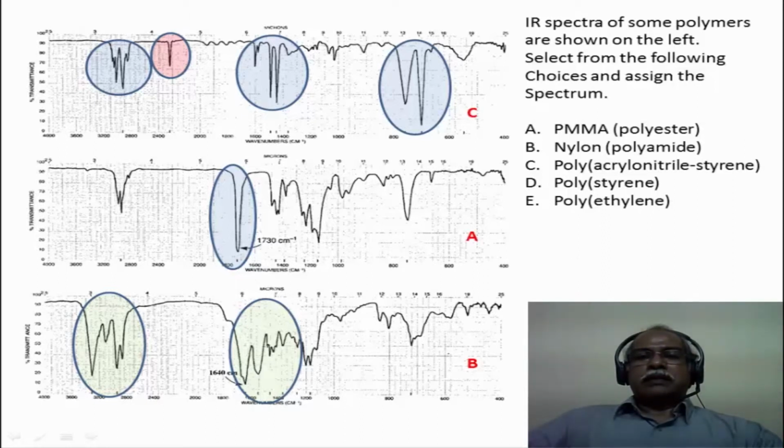So, the assignment is that this is polyacrylonitrile styrene copolymer. This is corresponding to PMMA, which is polymethyl methacrylate ester polymer, and finally B, nylon, which is a polyamide polymer, is this particular spectrum.